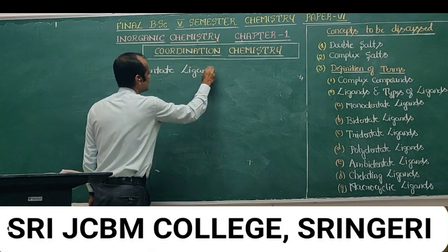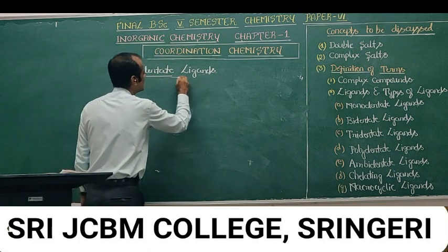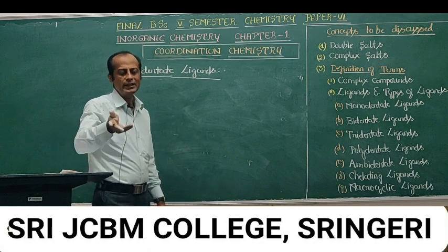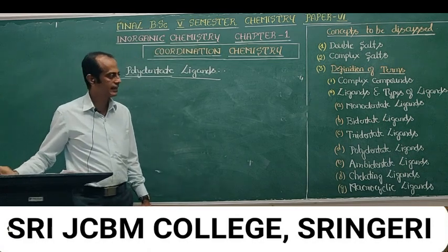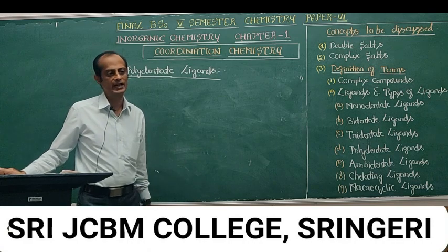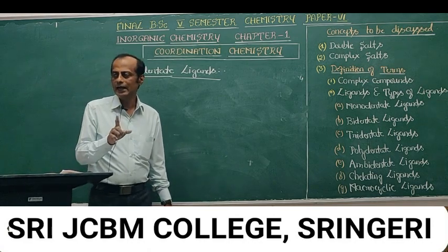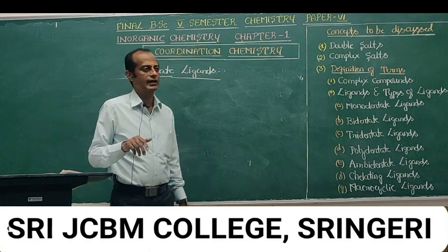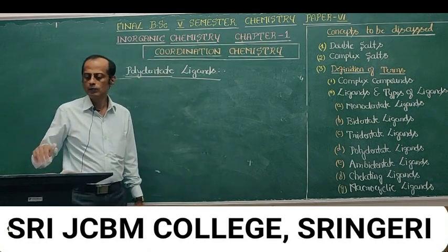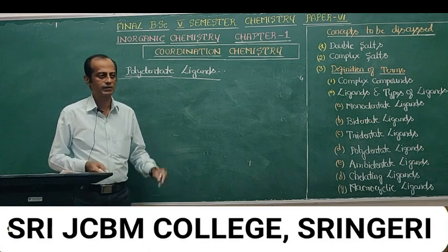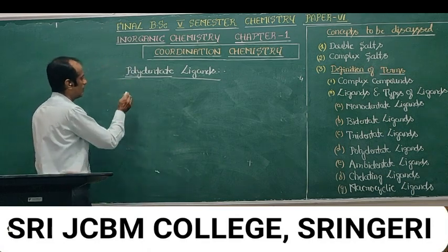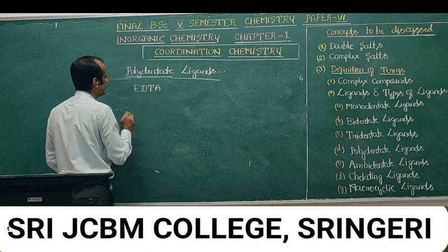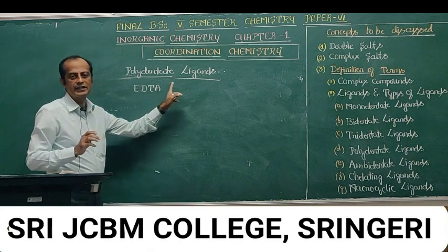Polydentate ligands have more than three donor atoms, hence they can donate more than three electron pairs to the central metal atom to form more than three coordinate bonds in a complex compound. The best example for a polydentate ligand is EDTA. EDTA means ethylene diamine tetraacetate ion.